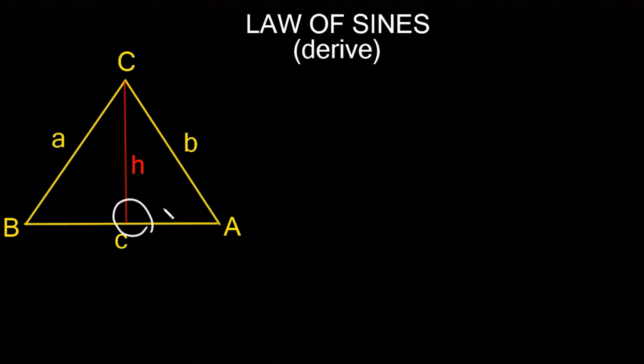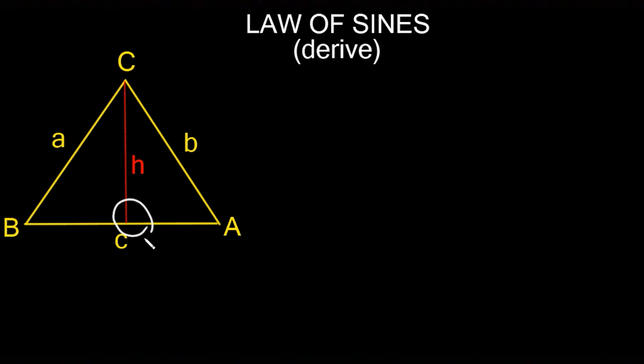I've drawn in a triangle and I drew in an altitude from angle C going to the opposite side, side C. And you could have drawn in this altitude from any one of these vertices. I could have done it on angle B. I could have done it on angle A. It will not matter. I just went ahead and did it on angle C.